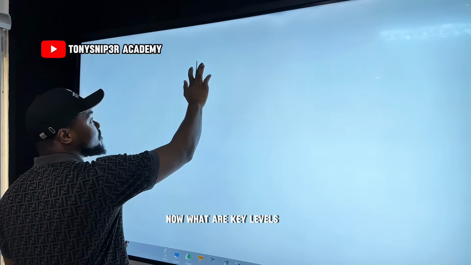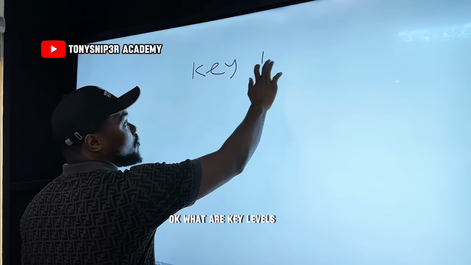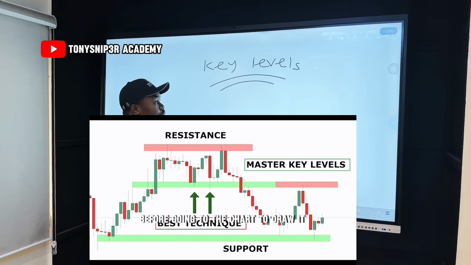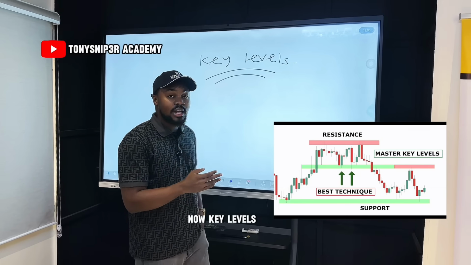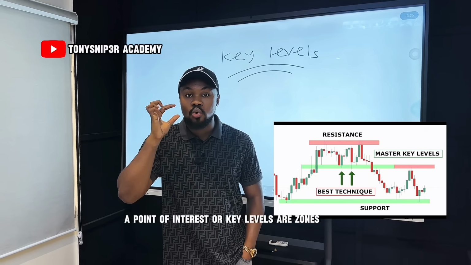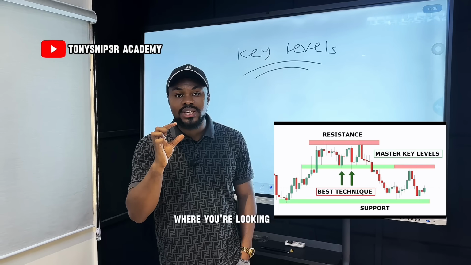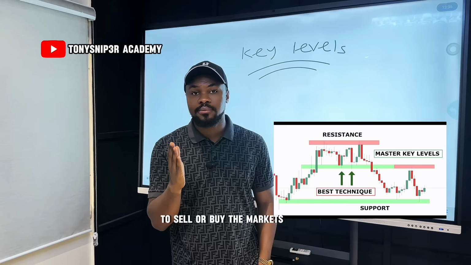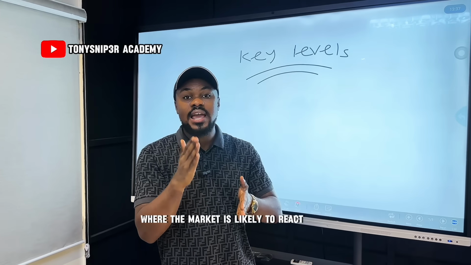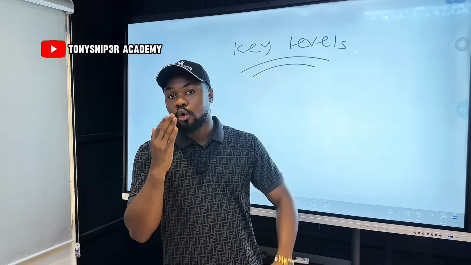Now, what are key levels? Okay? What are key levels? Firstly, you need to understand what a key level is before going to the chart to draw it. Now, key levels are points of interest, or zones where you're looking to sell or buy the market. What do I mean by zones? These are levels where the market is likely to react either to the upside or to the downside.